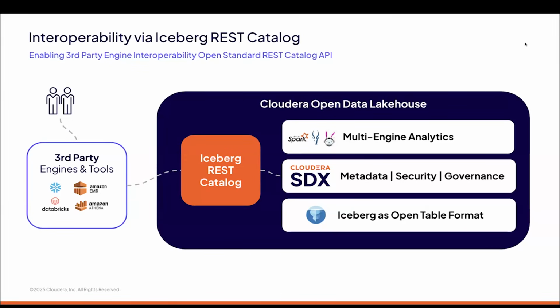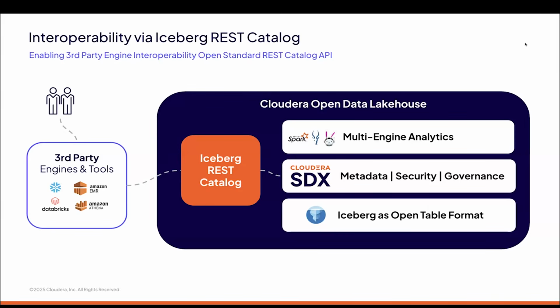You are making sure that whoever is accessing the data is accessing it in a secure way, and there's no issue in governance, right? There's no governance drift in that format. So that's what Iceberg REST catalog is solving. And in the Iceberg ecosystem, or Cloudera's ecosystem, this is how it looks.